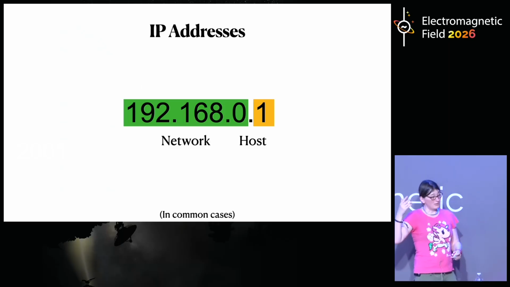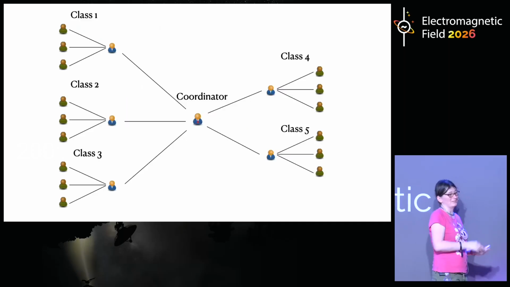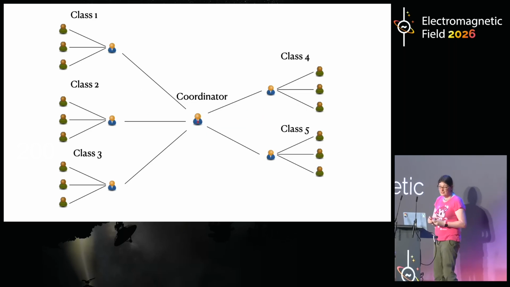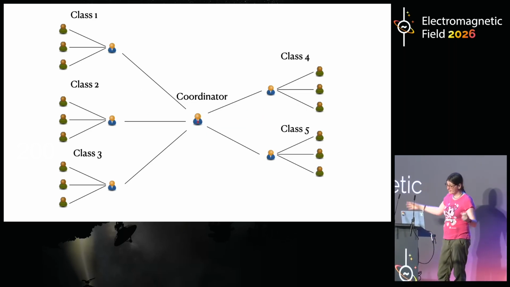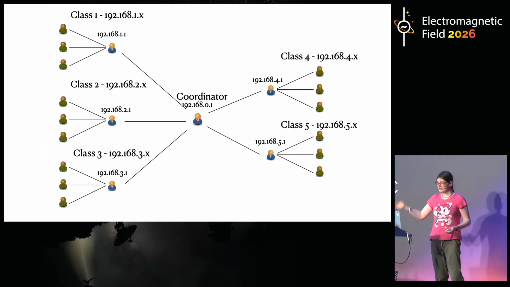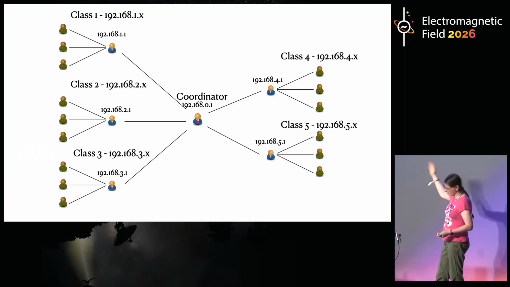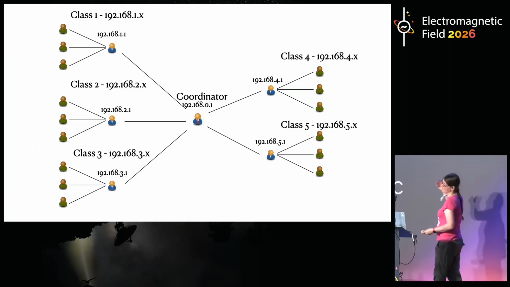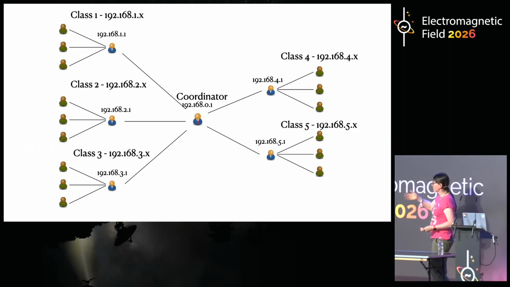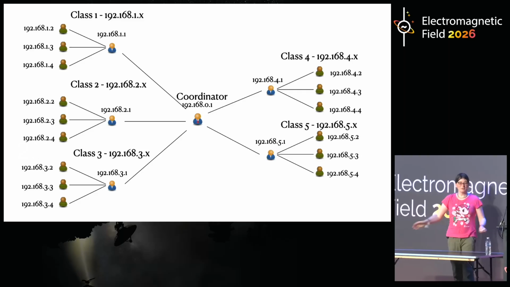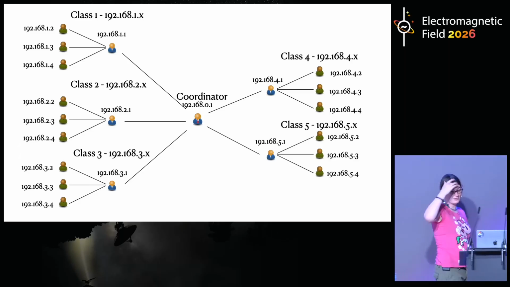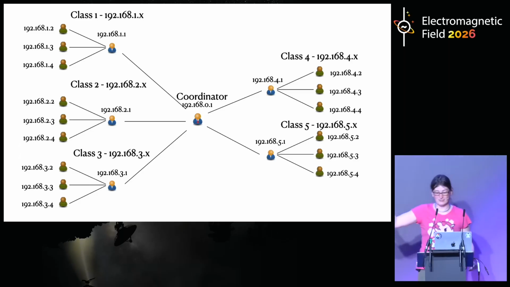So if you go back to our school example, how this looks like is we have all of our classes, and now we give each one of our classes a different network, because each class has a bunch of students. So for example, class 1 gets all addresses that start with 192.168.1. Class 2 gets all addresses that start with 192.168.2. Class 5 gets all addresses that start with 192.168.5. And then you give everyone who is in any of the classes one of the IP addresses in that. So a student in class 1 could, for example, have IP address 192.168.1.3.